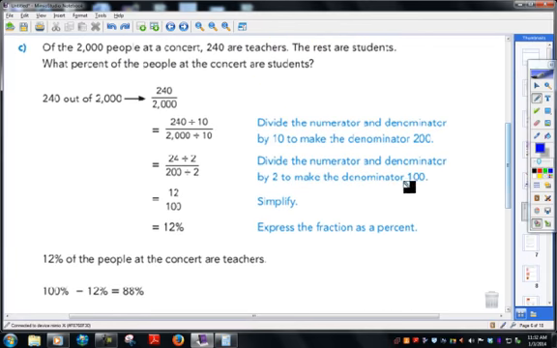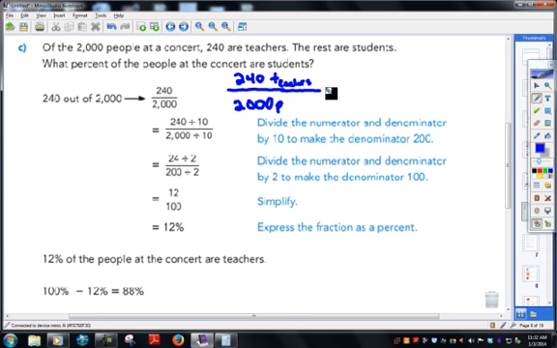Let's go down. Of the 2,000 people at the concert, 240 are teachers. The rest are students. What percent of the people at the concert are students? Well, again, there's a couple different ways you could do it. We could figure out, okay, if there are 240 teachers and there are 2,000 total people, I'm just going to put P for people, put teachers. Okay, I could do this two different ways. I'll just do it this way first.